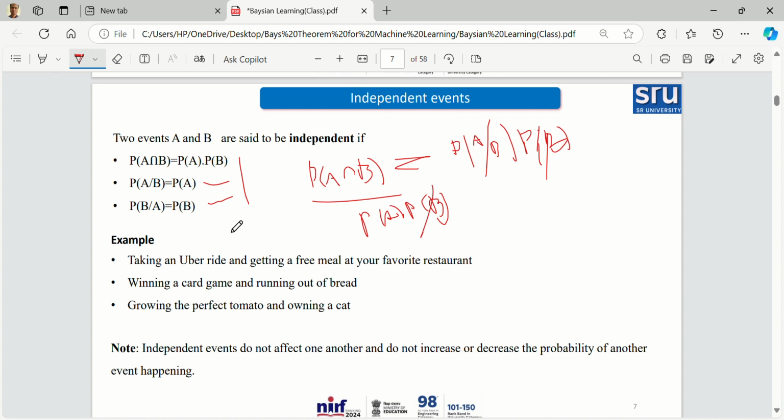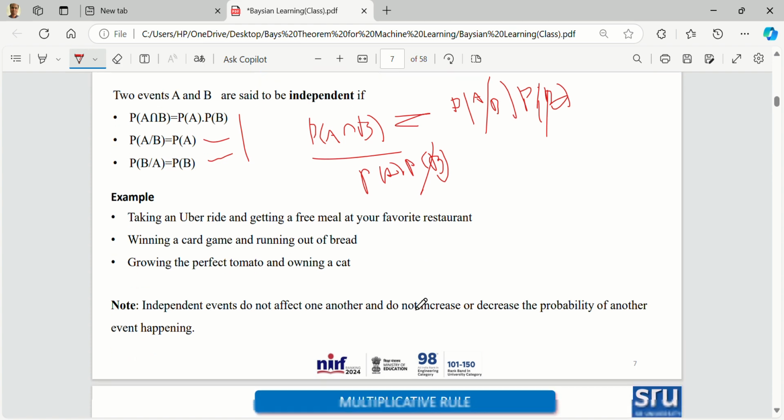The example is taking an Uber ride and getting a free meal at your favorite restaurant. Both are independent of each other; you can make any one the condition. Winning a card game and running out of bread: we cannot say they are dependent, so both are independent. The card game does not depend on running out of bread. Growing the perfect tomato and owning a cat: both are independent. Tomato is a vegetable, and owning a cat is your personal interest, a hobby.